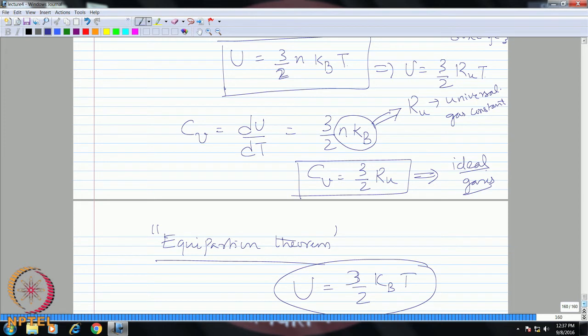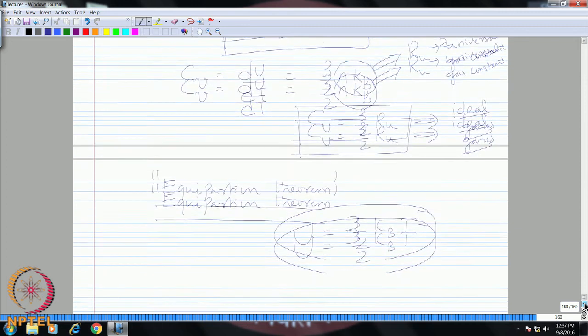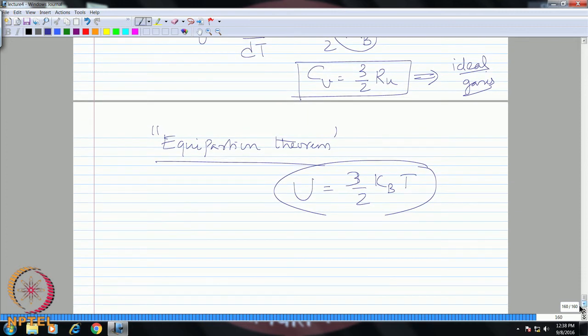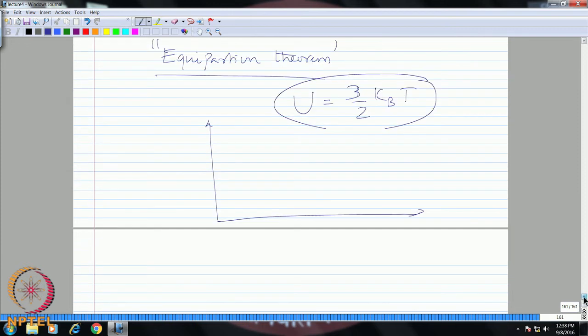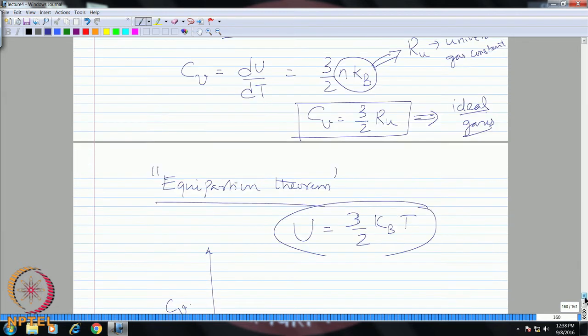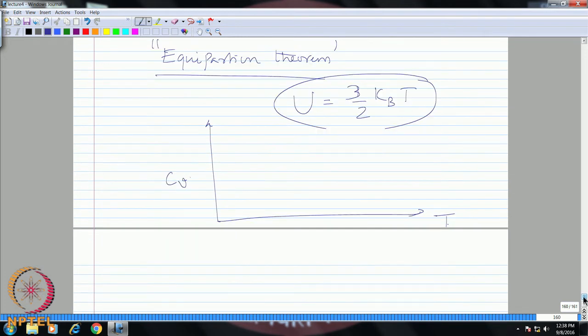Okay. And when you plot this particular variation of specific heat, you can convert this into specific heat also, or you can retain this as volumetric heat capacity Cv as a function of temperature. So, what we have is just 3 by 2 Ru, which, if you normalize it with Ru, the value will be 1.5.